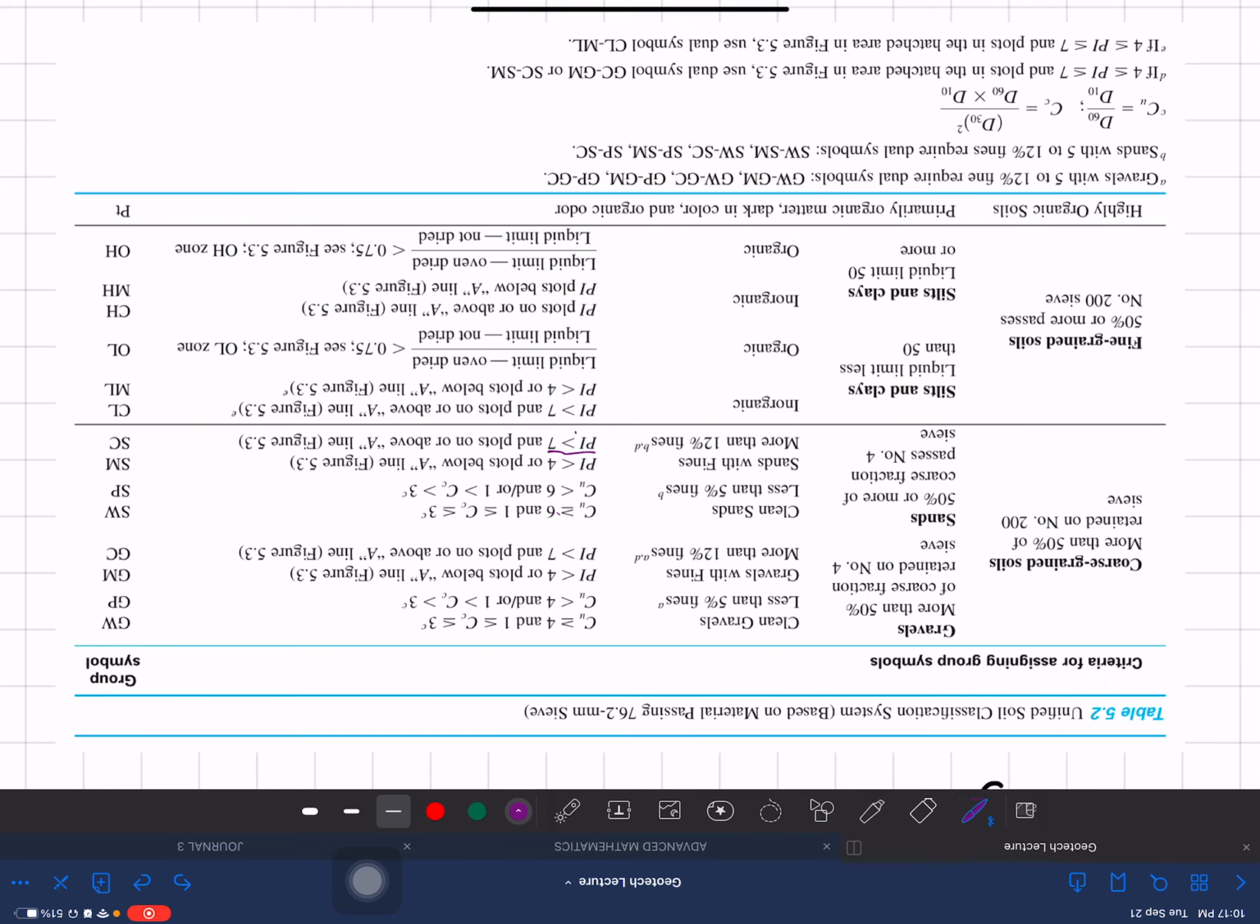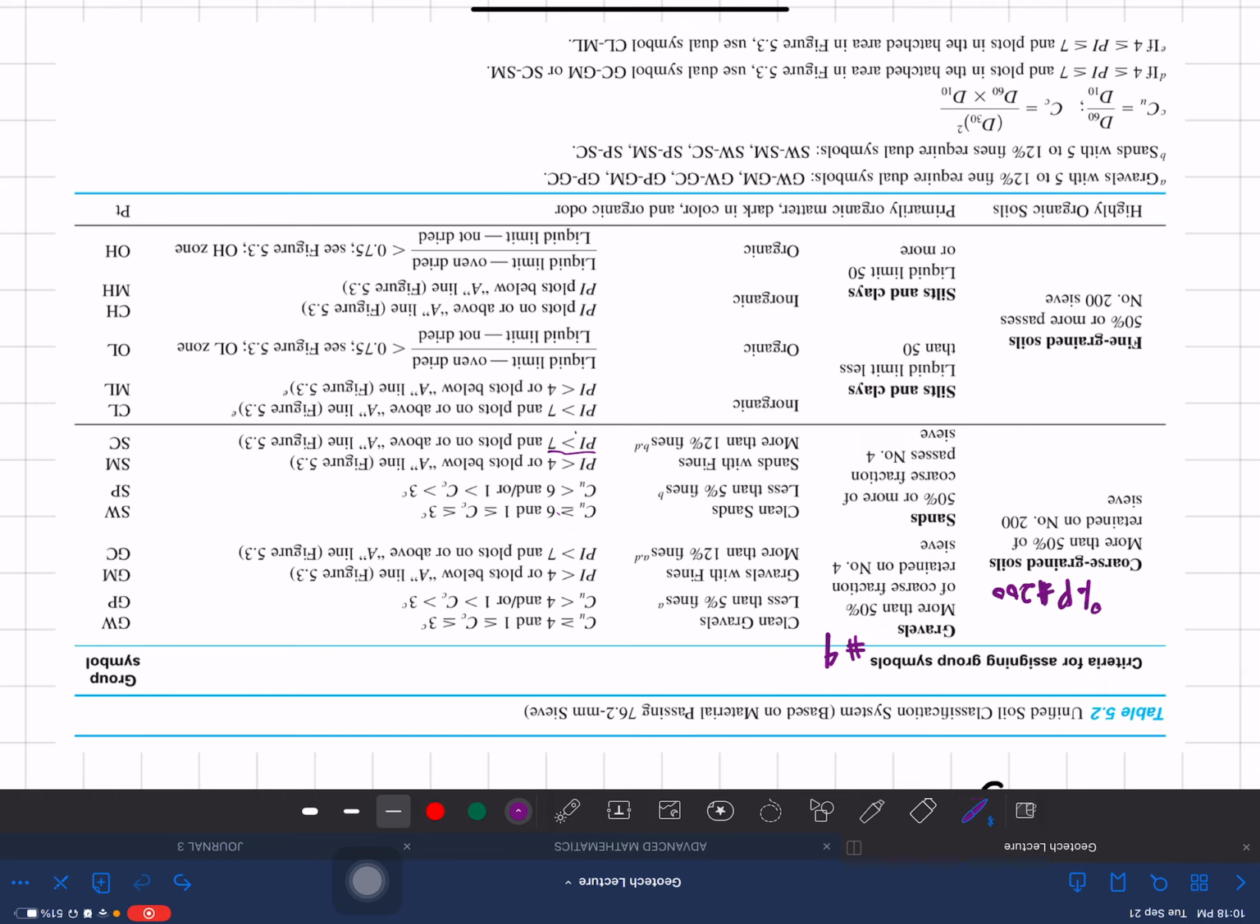What if the percent passing is less than 50? Most likely, it falls under coarse-grained soils. So you have to determine the percent passing the number 200 sieve. After that, identify the percent passing the number 4 sieve. So here, after the percent passing the number 200, your second column, if you are in the upper part, is the percent passing the number 4 sieve.